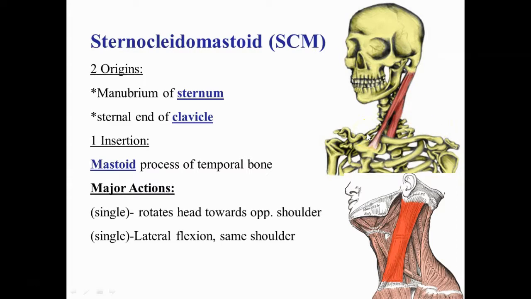What would we get if we used both sides at the same time? And that's called a bilateral contraction. The answer is neck flexion. It will pull both sides equally towards the origin, which is in the front, which is going to cause the head to tip towards the front of the body. So that's called neck flexion.